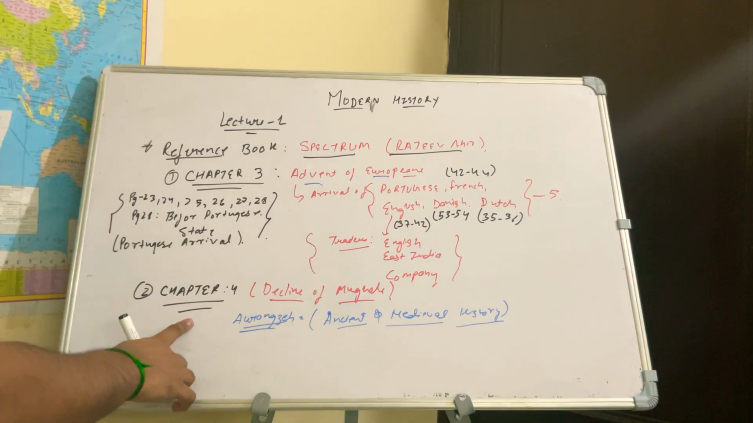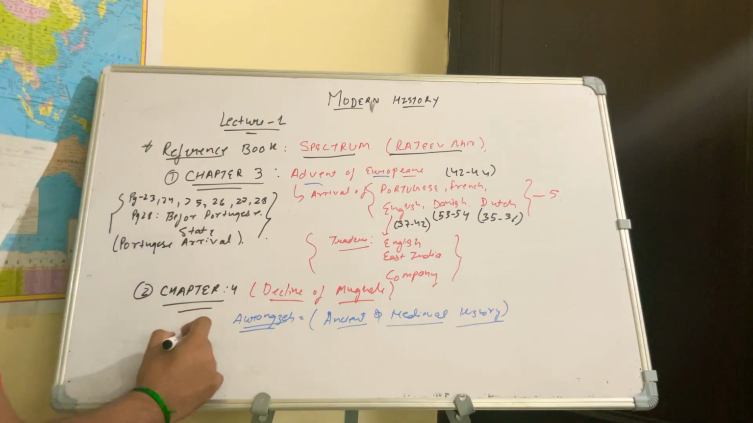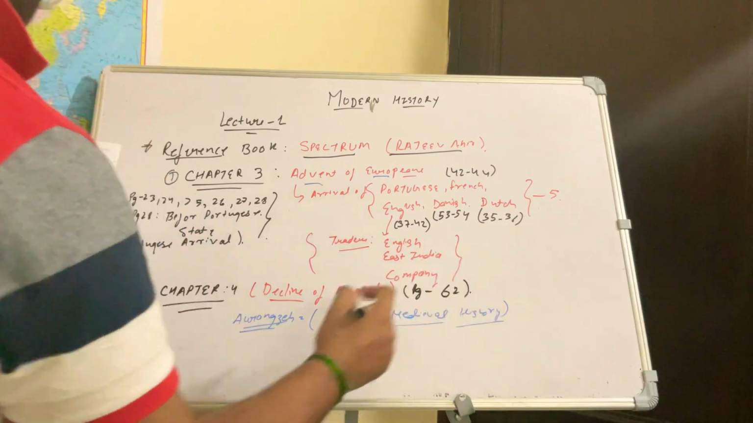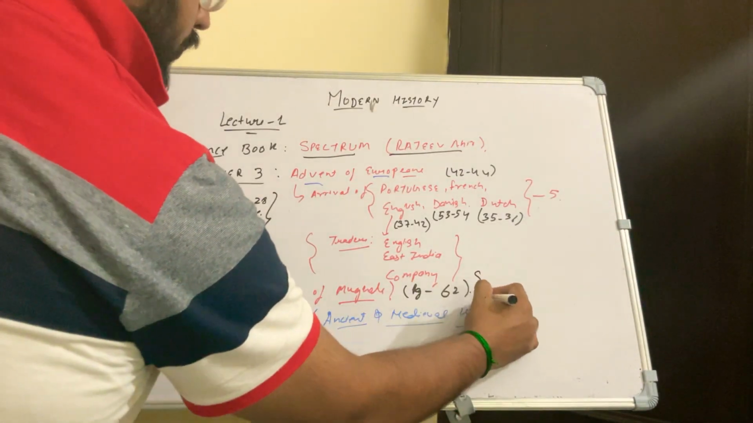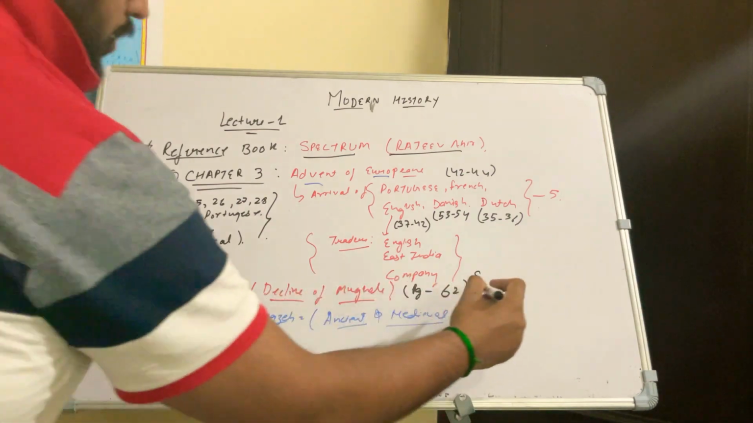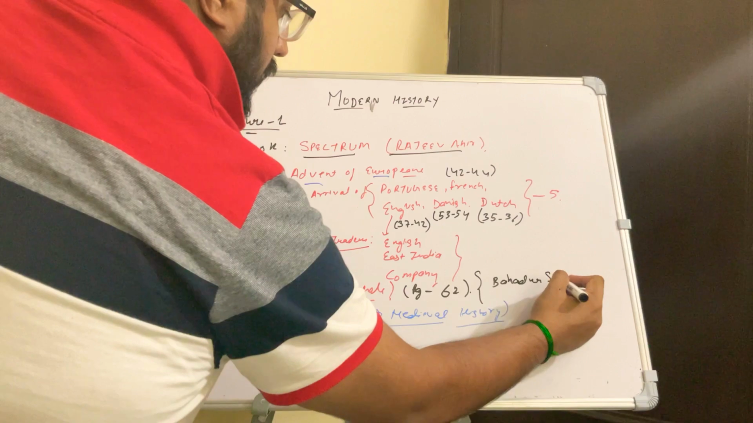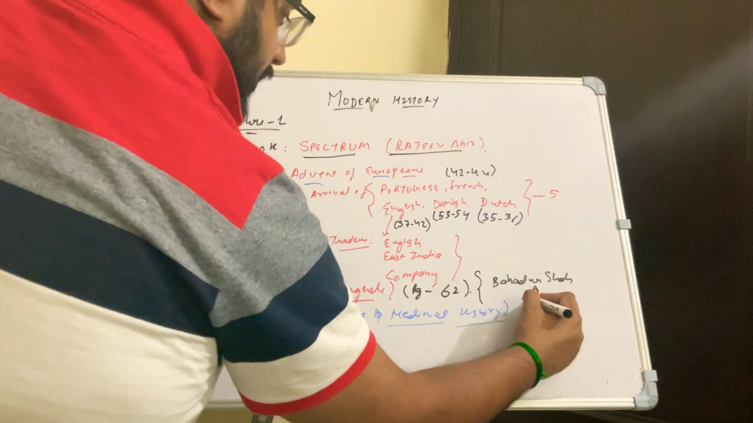And in chapter 4, the decline of Mughals, for today's topic you only have to study from page number 62. And in today's topic the decline would be specific to Bahadur Shah and Jahandar.